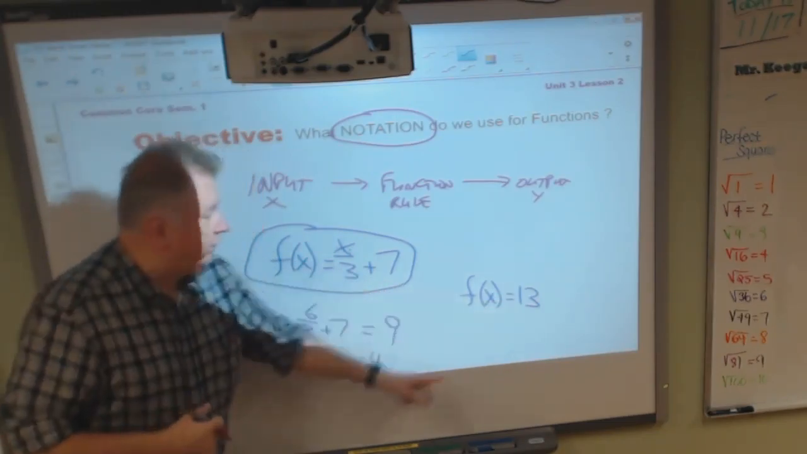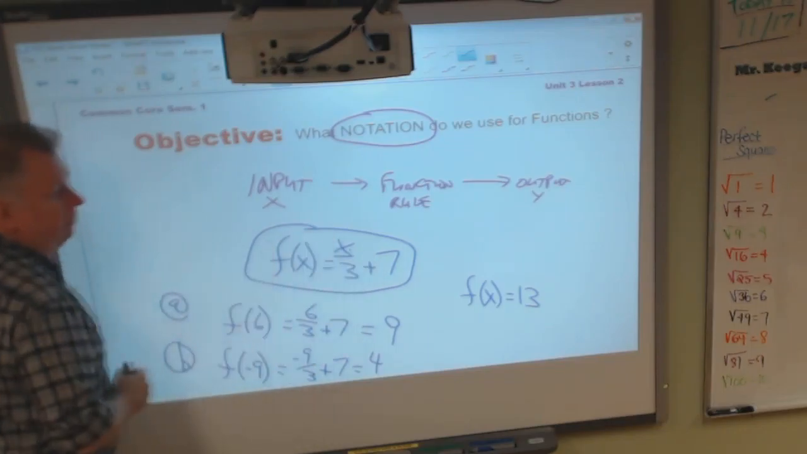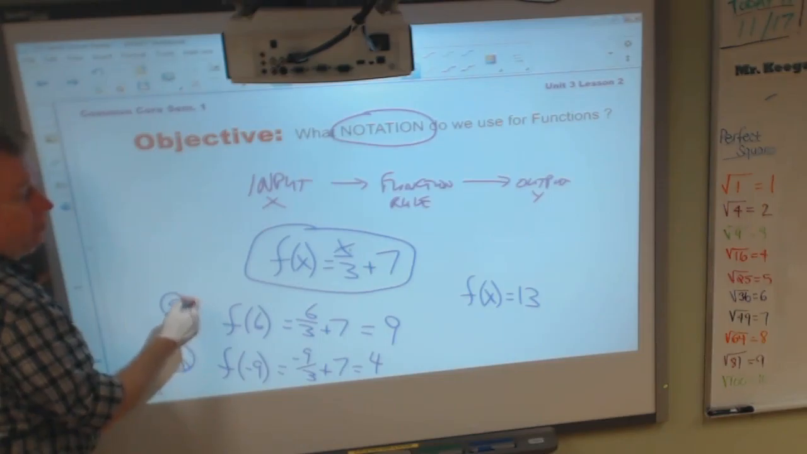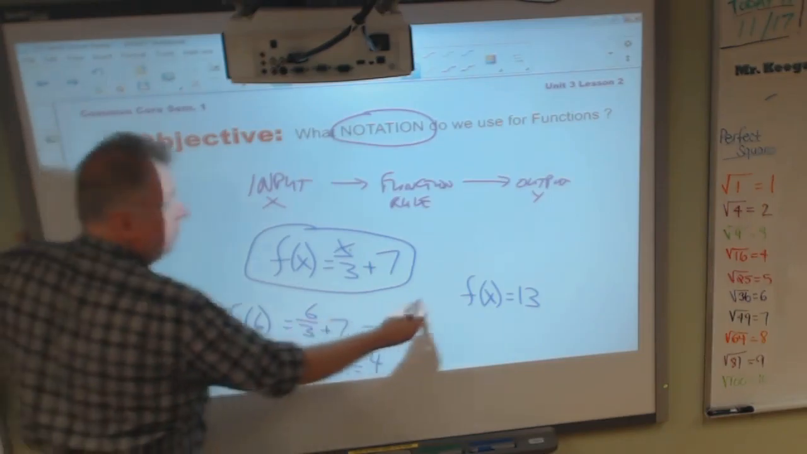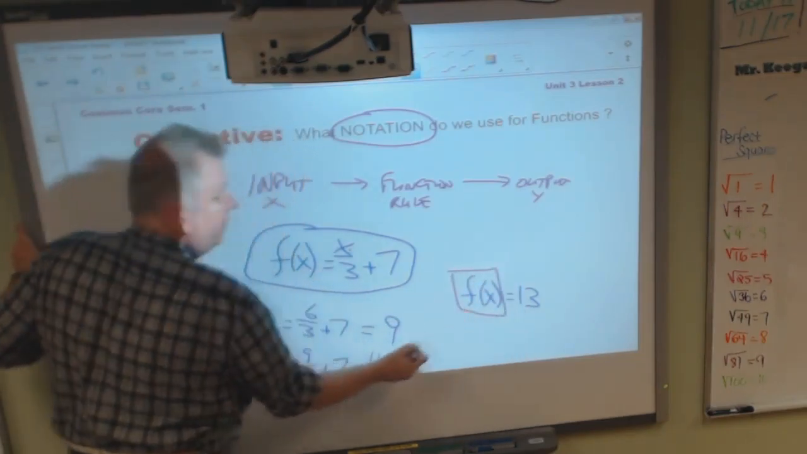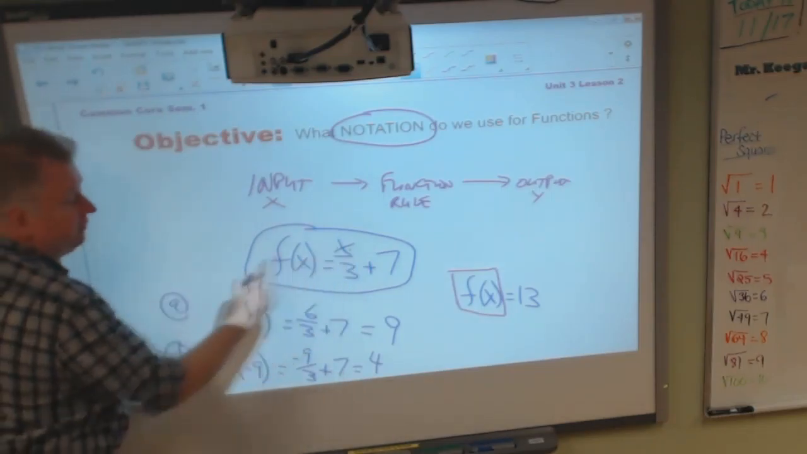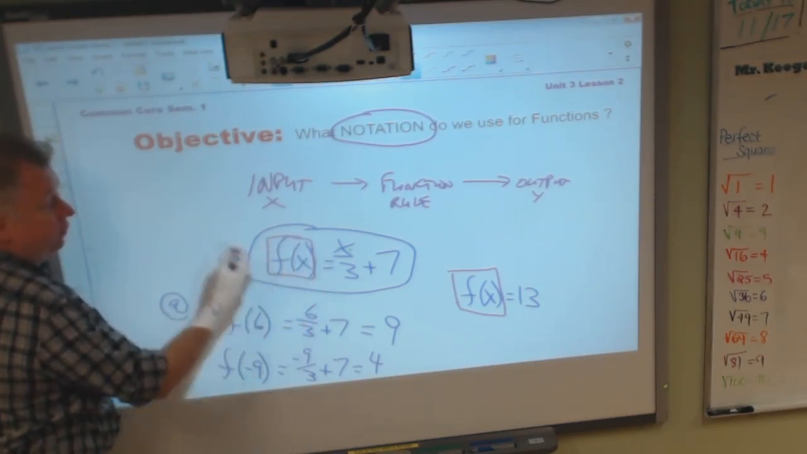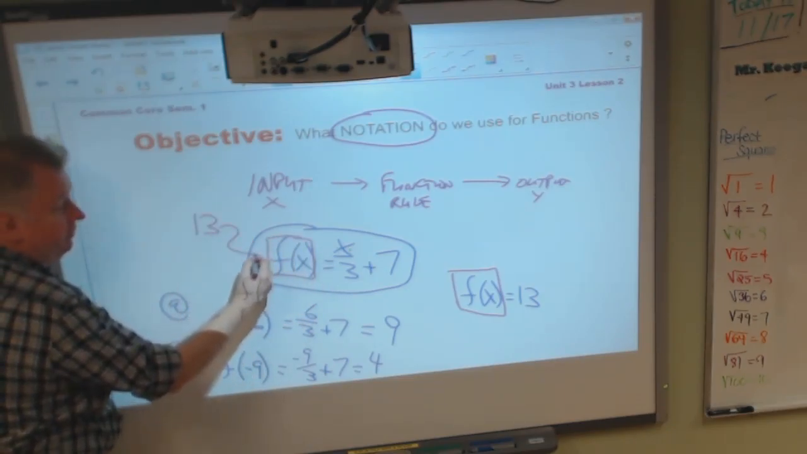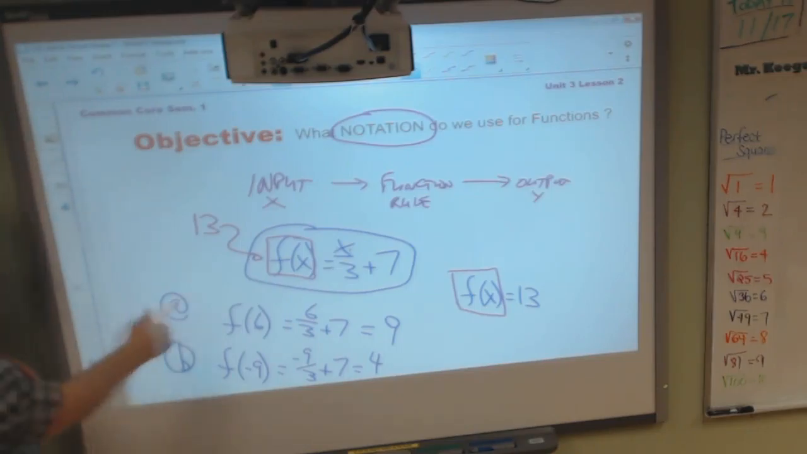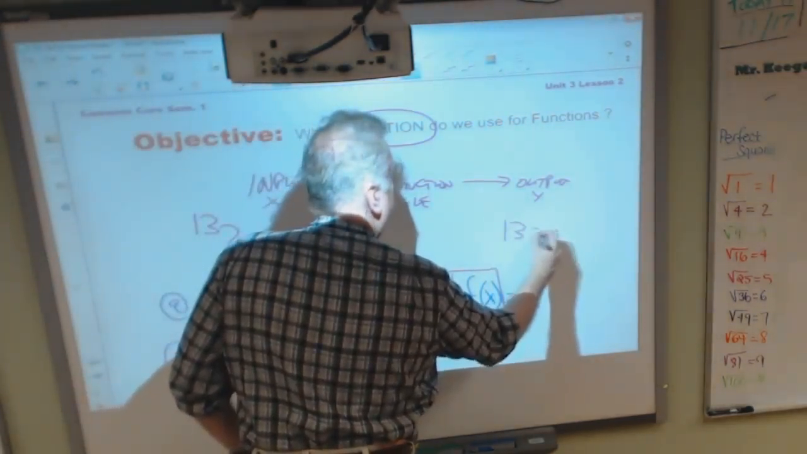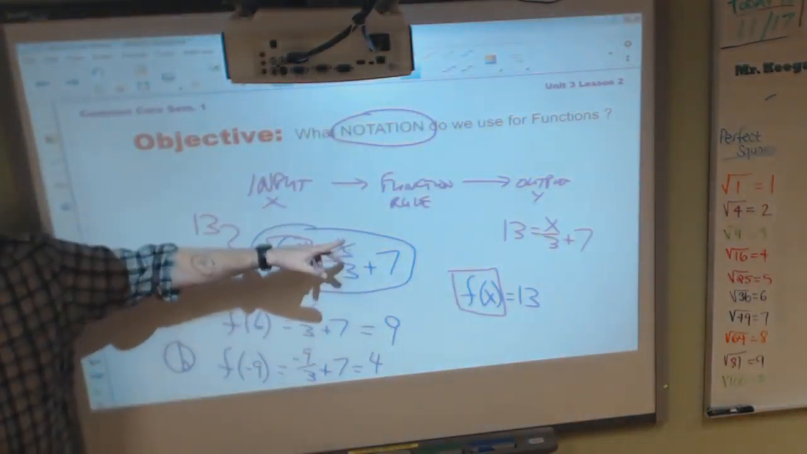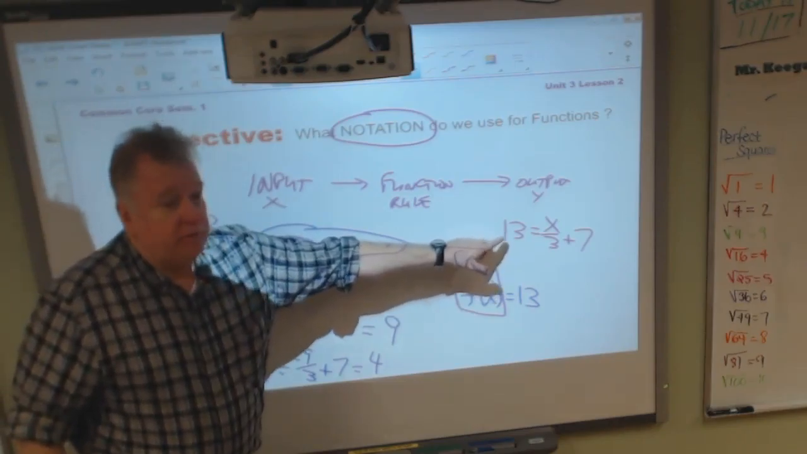So look, if f of x is equal to 13, what can I replace in here? What do you see in here that looks like f of x? If f of x is equal to 13, I should be able to replace the f of x with a 13, right? And I'll get an equation that says 13 equals x divided by 3 plus 7. So how do we solve this for x? How do we get the x by itself now?